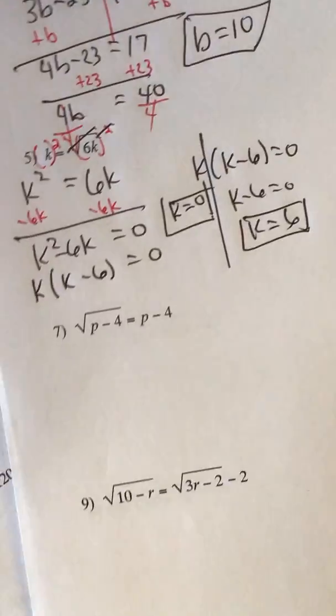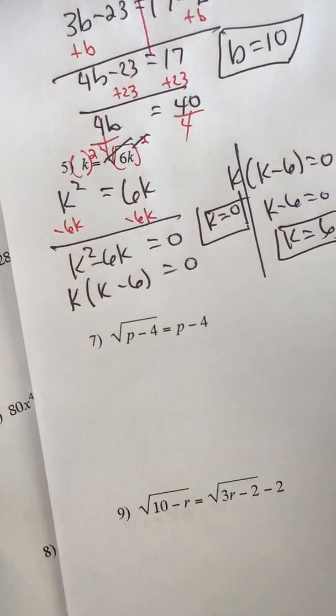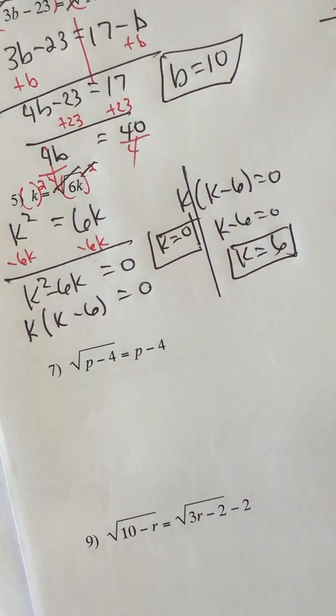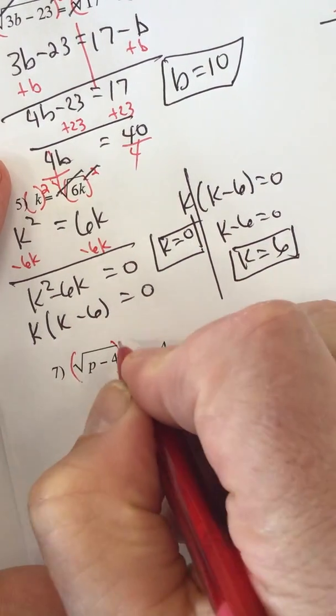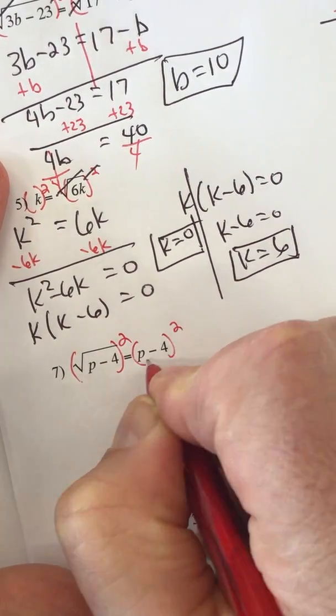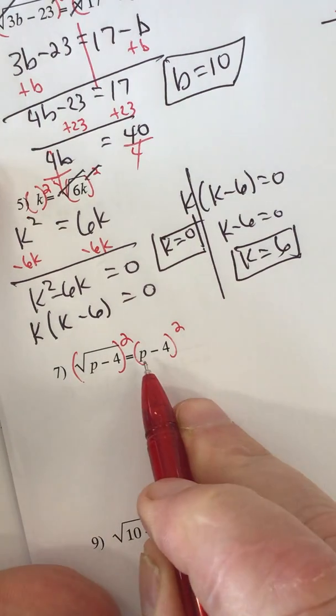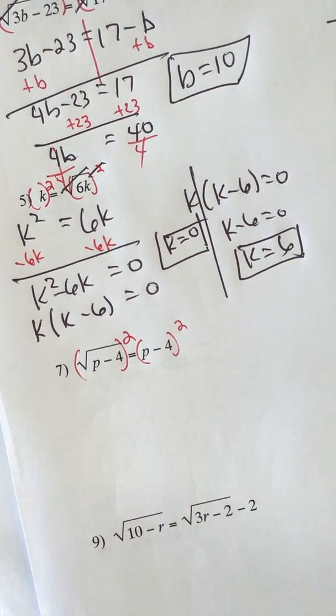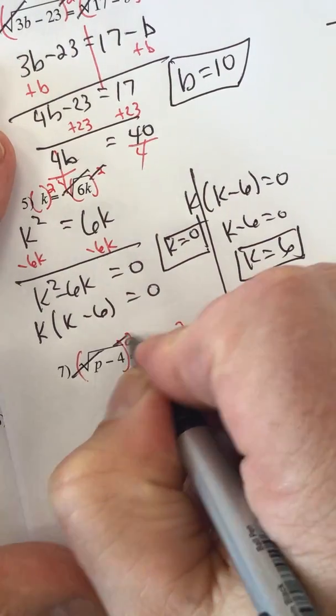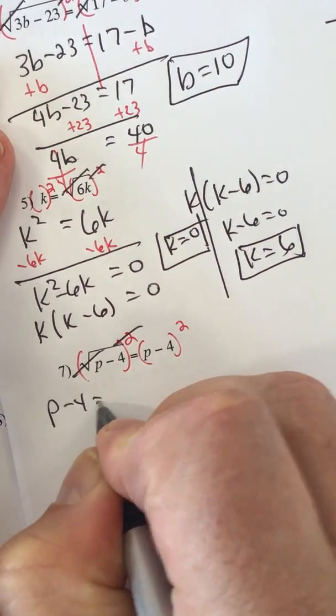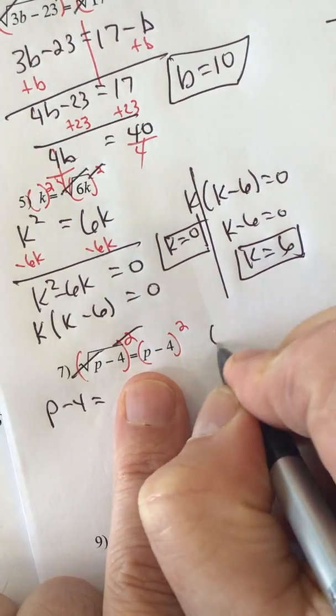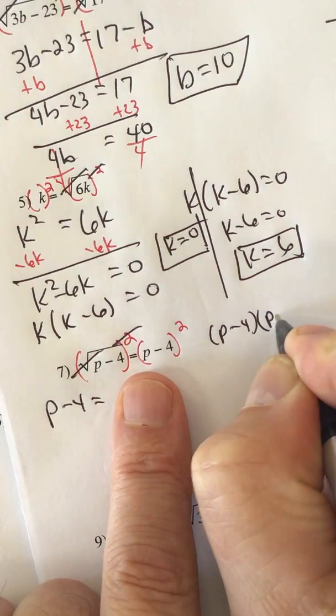Okay, number 7 is the one where it really matters now. You cannot square pieces. So when I square this, we have to square sides like that. This whole side has to get squared. That's not going to become p squared minus 16. It's more than that. These two go away, so it's just p minus 4. But this one we have to square out. That's p minus 4 times another p minus 4.